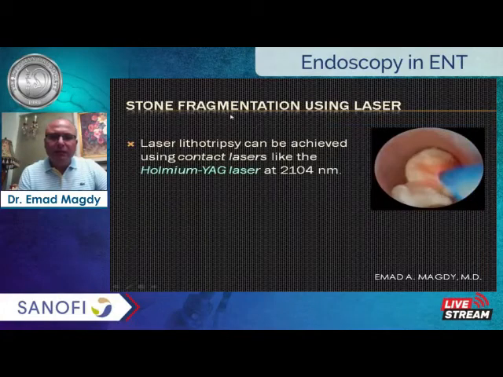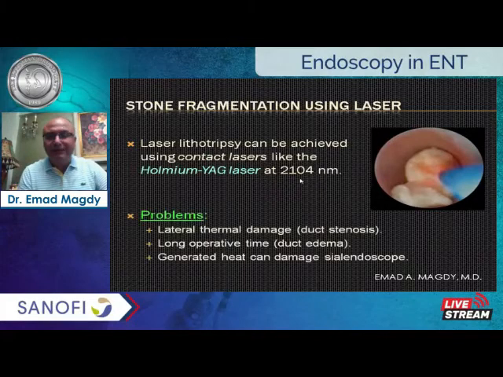Another method of intraluminal lithotripsy is using the laser, and you can use laser lithotripsy by using a holmium-YAG laser, but again, this can sometimes be a tedious process, and it has some problems of thermal damage that can lead to duct stenosis. The long operative time it takes to break bigger stones, and the generated heat can even damage your endoscope. So you have to be much more careful in order to avoid scope damage.